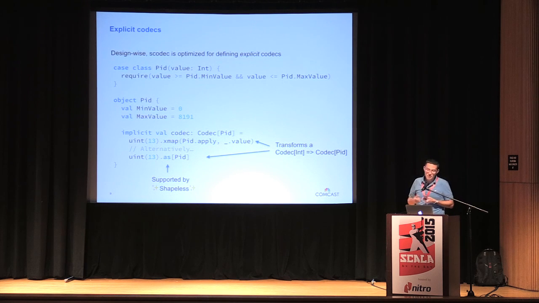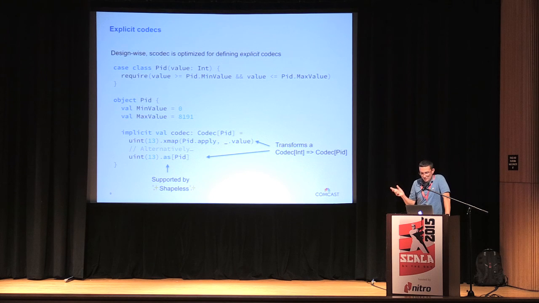We can use this xmap operation and basically give it two functions: a function that converts from an integer to our data type PID, just by wrapping the integer with our constructor for our PID class, as well as the inverse of that, unwrapping a PID back into an integer. And if we do that, we've successfully transformed our codec of integer into a codec of PID.